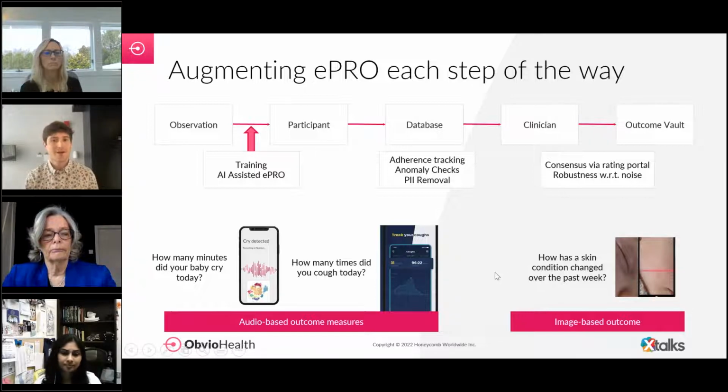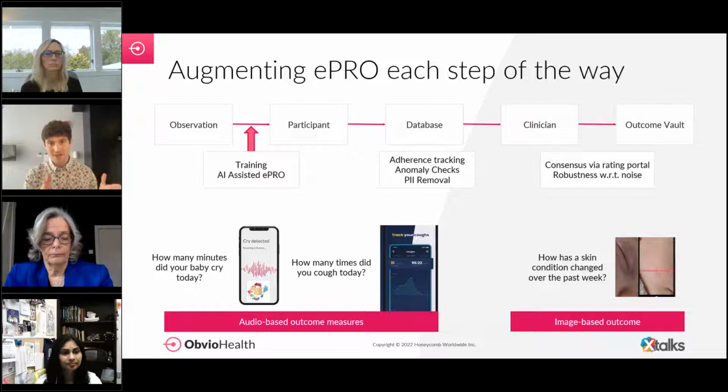But today I'm going to be talking about AI-assisted ePRO. And when I use AI, I'll be specific about the machine learning algorithms that we're using and training. But when we say augmented ePRO, we refer to this kind of idea that in order to collect the next level type of patient-reported outcomes, we are collaborating with the parent. We are teaching the parent and guiding them, and also taking observations directly from the devices they already have and also new devices.